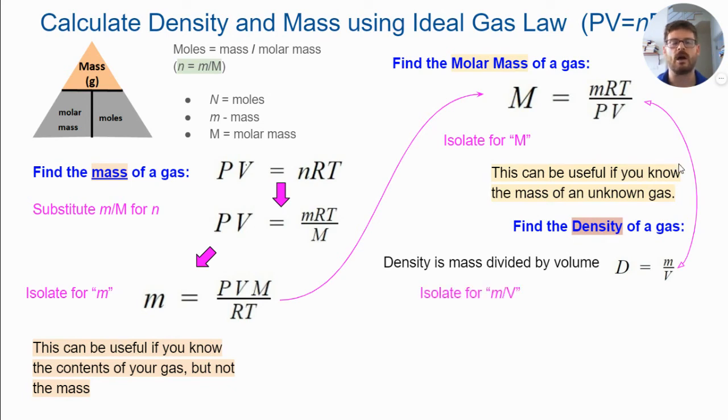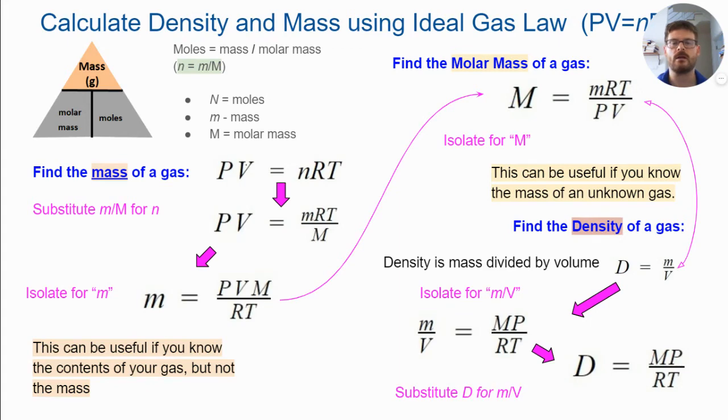So we'll just isolate for that again. We've got to move P over here and RT over there. So divide by the ideal gas constant, divide by temperature, multiply by pressure. And that's going to isolate that M over V for us to look like this. And M over V is density, so we can just substitute that term in, D, for density, and we're going to end up with this right here.